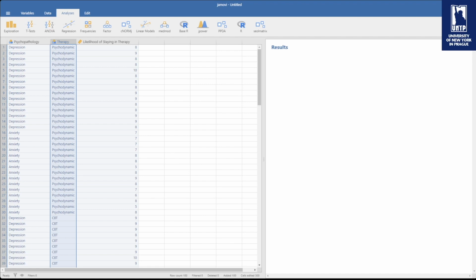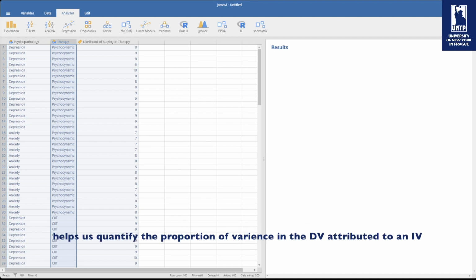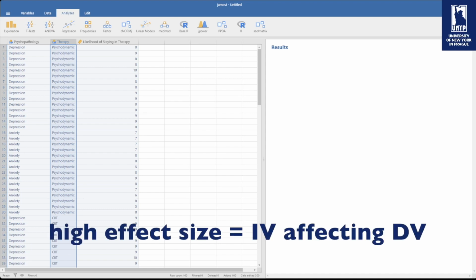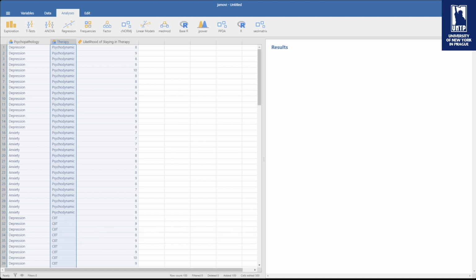When it comes to effect sizes, again, when it comes to ANOVA, we always have eta squared, which helps us quantify the proportion of variance in the dependent variable attributed to an independent variable. Again, it is the usual as every other video. Please check them out if you haven't done so far. It is crucial for understanding the practical significance of our findings. If we have a high effect size, it means that our independent variable is affecting our dependent variable very much.